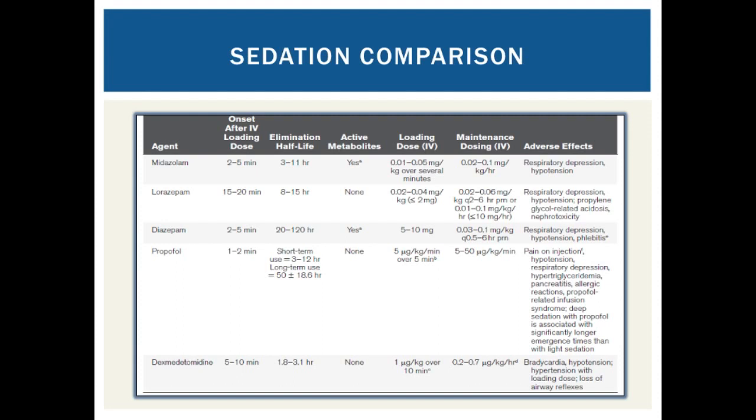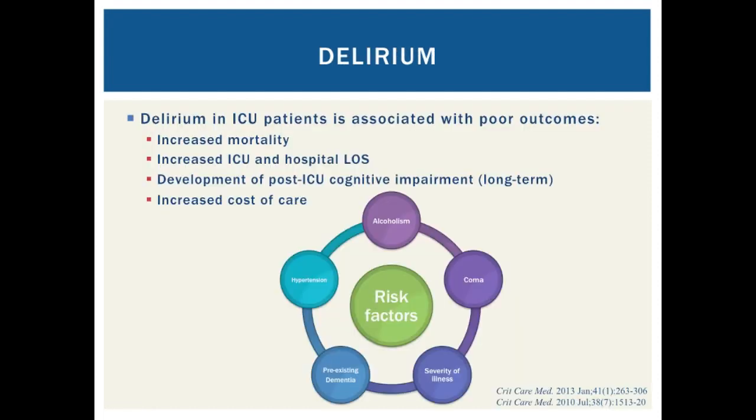You can pause it and look at it, but at least you get an idea of the half-life and the elimination half-life, particularly paying attention to things that have active metabolites like Valium and midazolam or Versed here. So that's something to keep in mind if someone has renal or liver failure when you're trying to choose which sedating medication you might want to use.